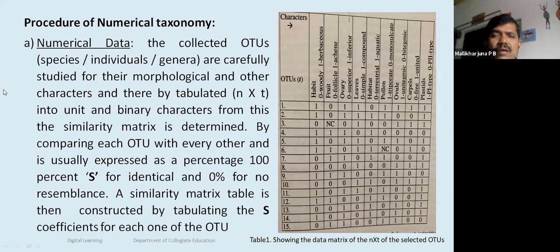Well, a little bit of procedure is there, how you are going to do it, as already told you. In numerical taxonomy, the data of the taxa are collected and subjected to statistical methods, and finally the data is subjected to computational methods, and whatever information we get is going to be used to solve the problems of taxa, or to establish the phylogenetic relationship among the taxa.